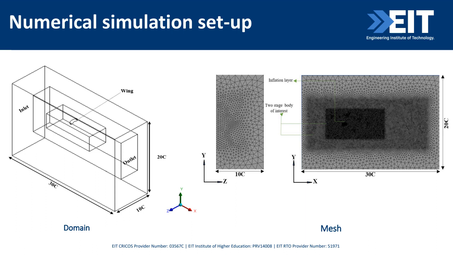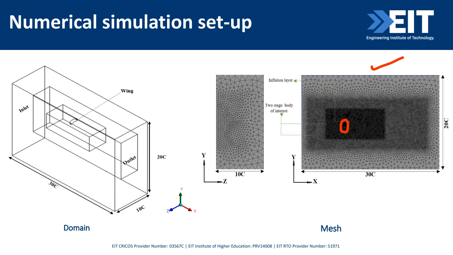Regarding the meshing, the target was, excluding the face meshing and edge meshing and inflation layer, I used body of interest. What is body of interest? If we can see in this particular figure, our wing is here. So we are more interested close to our wing.